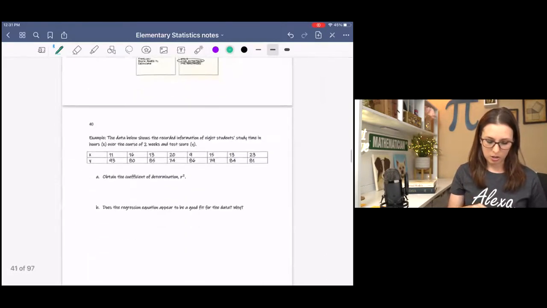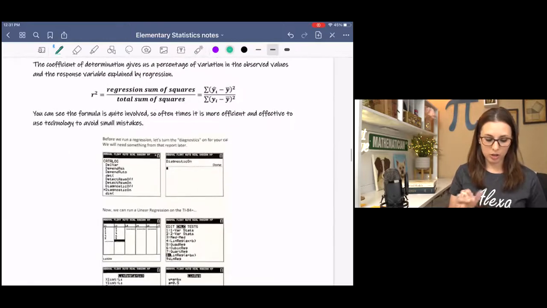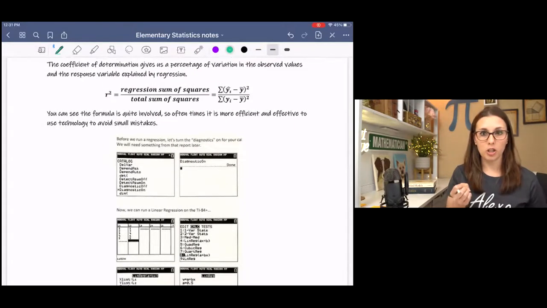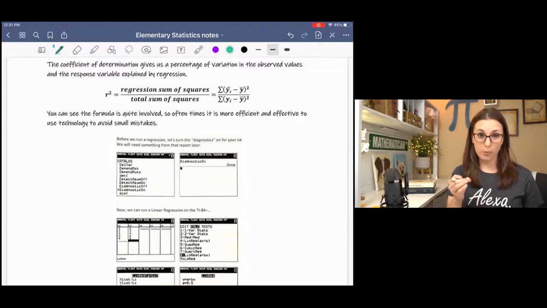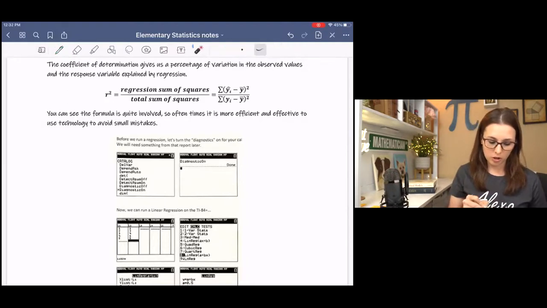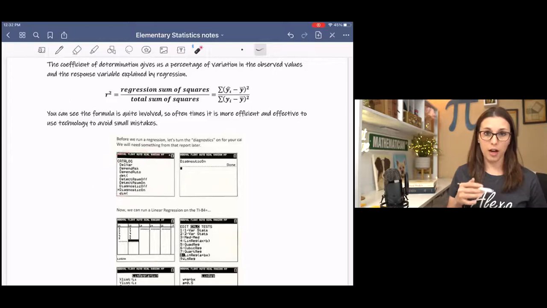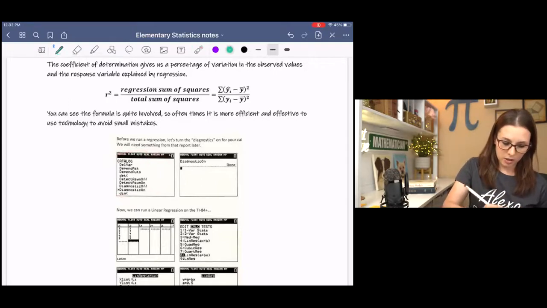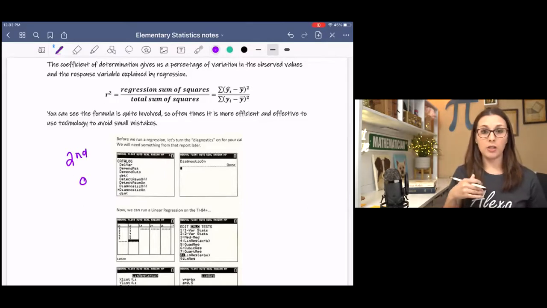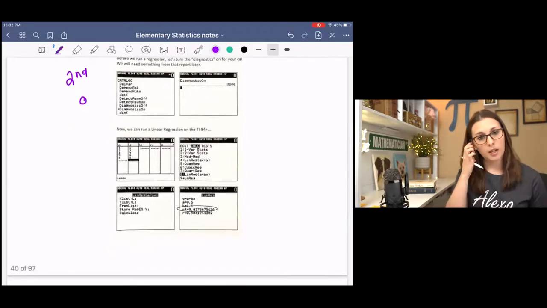Otherwise, you can use your calculator. We're going to go into the linear regression function of our calculator, of our stat options, basically. And remember that before you do this, you need to turn your diagnostics on. So you're going to go to your catalog, which is second 0, and then you're going to go down to D for diagnostics, turn them on. Once you turn them on, then you can input your data.